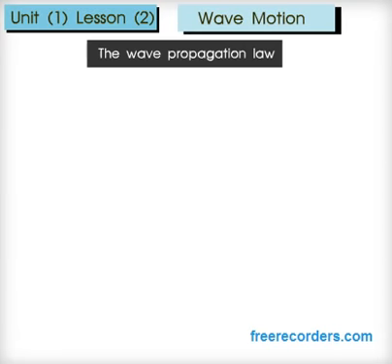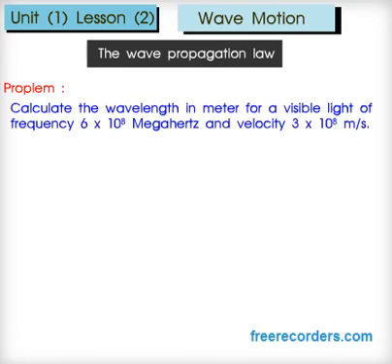Problem. Calculate the wavelength in meter for a visible light of frequency 6 by 10 to the power 8 MHz and the velocity 3 by 10 to the power 8 meter per second.